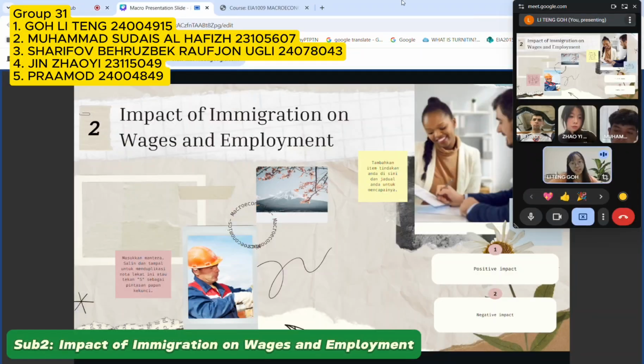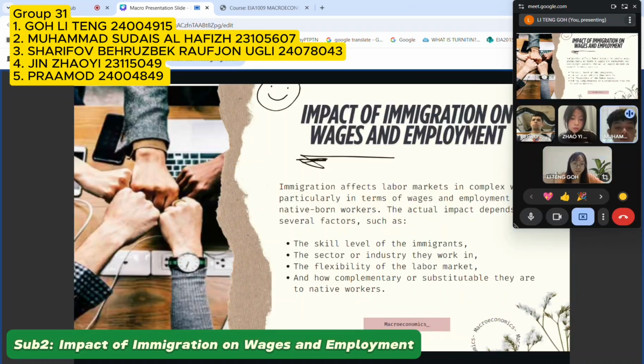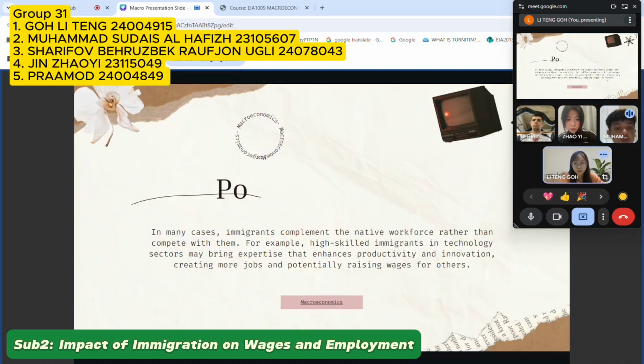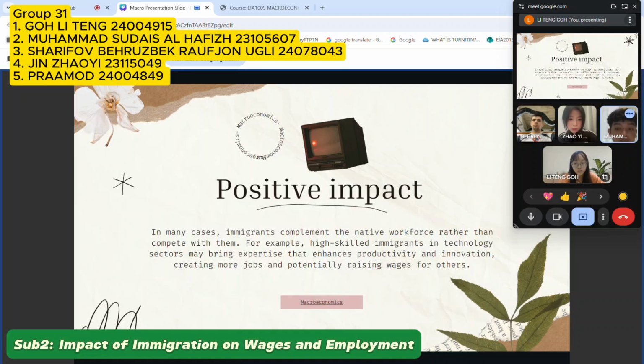Yeah. Let's move to the second subtopic, which is the impact of immigration on wages and employment. The actual impact depends on several factors, such as the skill level of immigrants, the sectors or industries they work in, the flexibility of the labor market, and how complementary or substitutable they are to native workers. So, guys, what do you think about this?